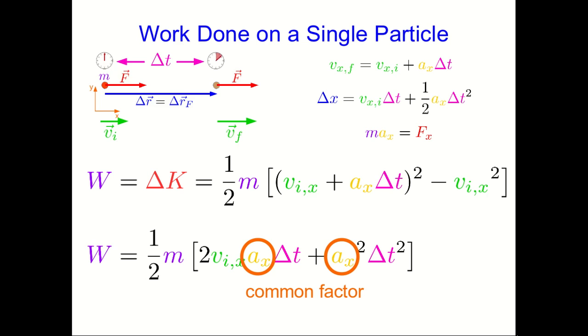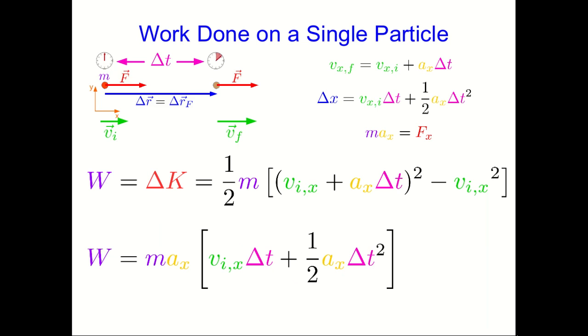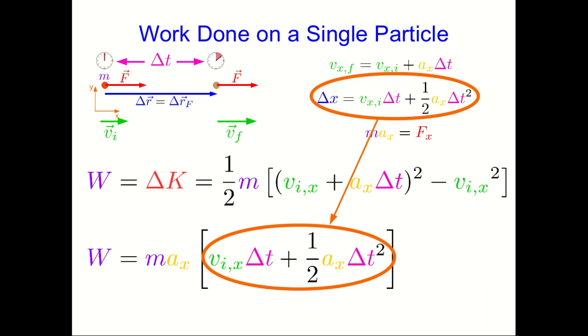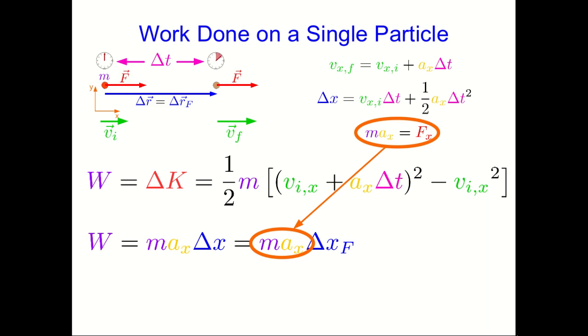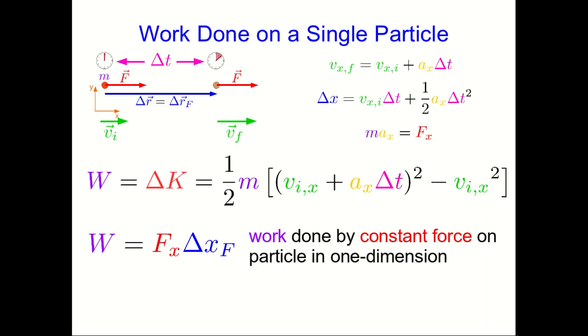Now there's a common factor of ax, which I can factor out, and while I'm at it, I'll factor out a 2 to get rid of the overall 1/2 at the beginning of the equation. So now the equation looks like this. But look at what's inside the square brackets. It's just delta x. And so our whole equation collapses down to this very small form. And I'll remind you that delta x is the same as the x component of the force displacement. Now finally, m ax is sitting out there in front, and we know that's just the x component of the force, and here we have our useful form. This is the work done by a constant force on a particle in one dimension.